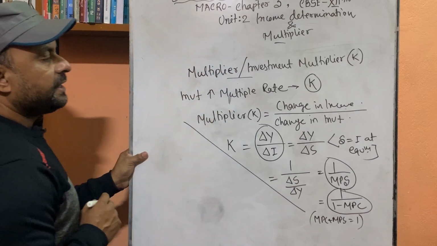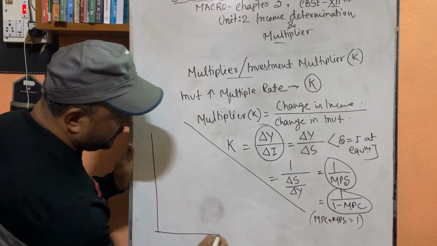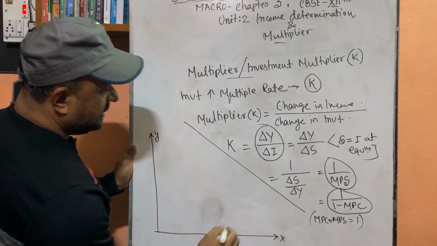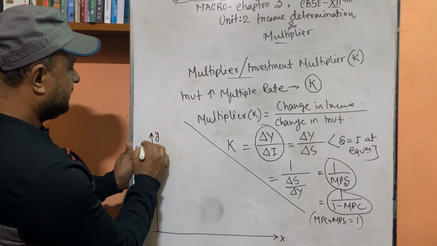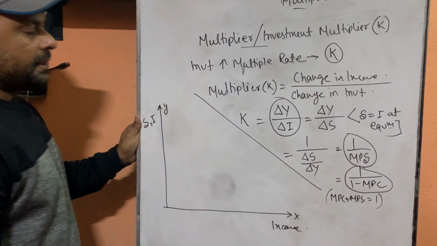Now how can we explain it through a diagram? Suppose x-axis, y-axis. Here we are measuring savings and investment. Here we are measuring income.